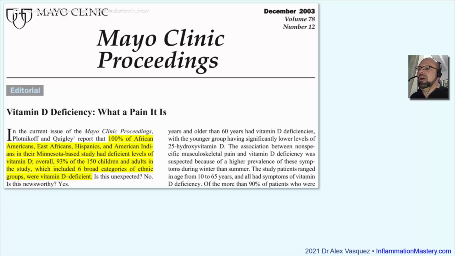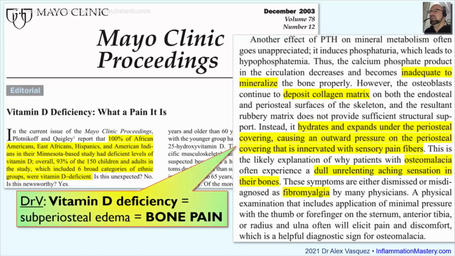Vitamin D deficiency, what a pain it is. And here, Dr. Michael Holick does a great expert level job of describing how vitamin D deficiency causes chronic skeletal pain. And what it comes down to is basically this. With vitamin D deficiency, calcium absorption is reduced, so we see a lowering, let's say, of body calcium levels. To compensate for the lower calcium levels, the parathyroid gland secretes parathyroid hormone, and that actually promotes excretion of phosphate in the urine.